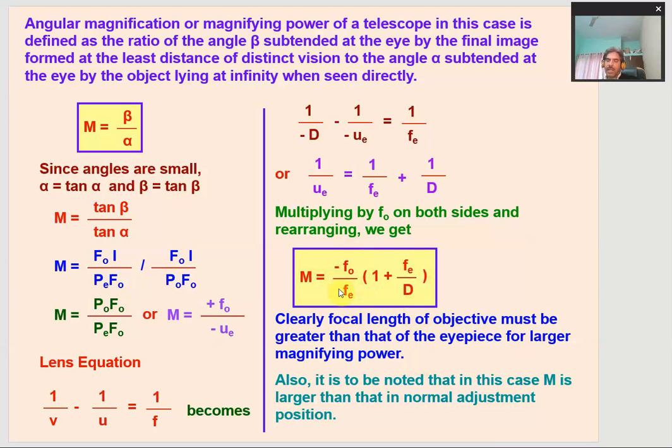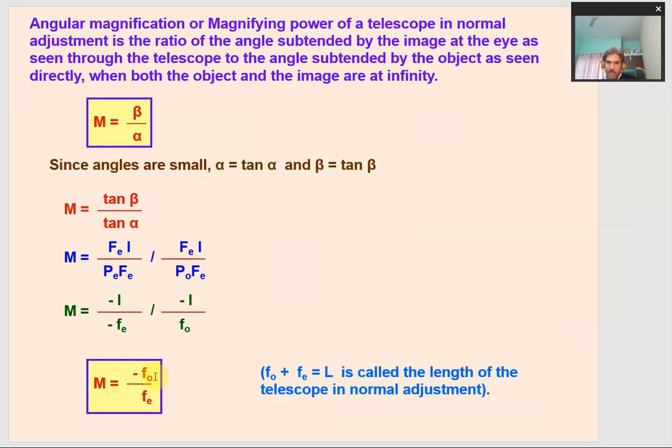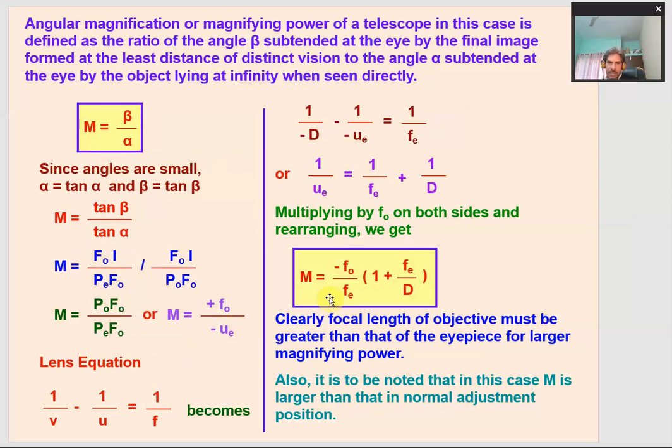And also we compare these two formulas of the magnification in case of telescope. This is the magnification when the final image is formed at infinity, which is only minus f naught upon fe, and this is the magnification whenever the final image is formed at the least distance of distinct vision, which is multiplied by some factor. So therefore it is clear that this value of magnification will be slightly more than the magnification in case of normal adjustment.